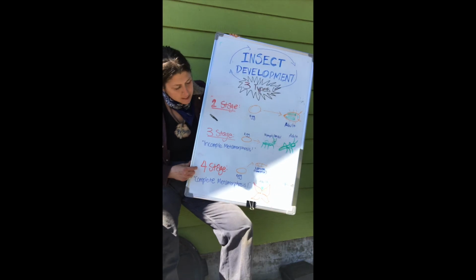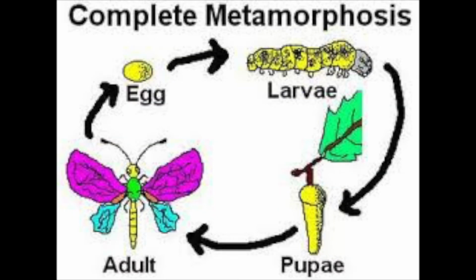And then there's complete metamorphosis, where the egg goes to the larvae, or a caterpillar if you are thinking of butterflies, which is usually what you think of with metamorphosis. From the larvae, it goes to a pupa or the cocoon, and then finally to the adult.